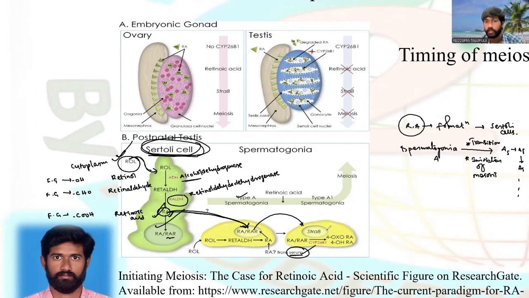In type A, there is expression of the STRA8 gene. Keep it in mind, STRA8. Because of CYP26B1, this STRA8 will be inhibited, and retinoic acid is converted into 4-oxo retinoic acid and so on. Thus, meiosis will be restricted. Okay, next.